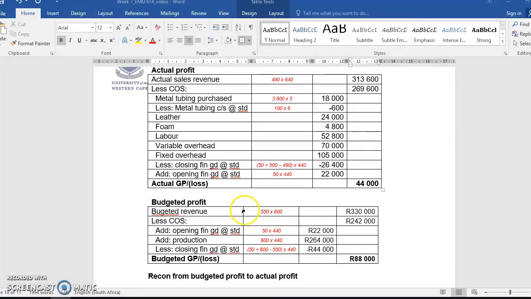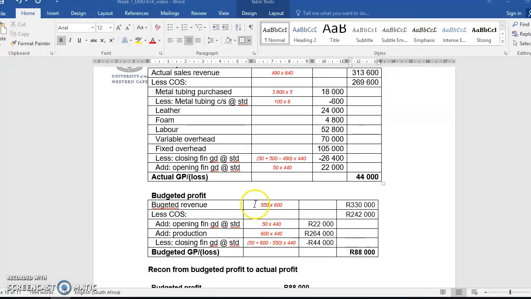There's no other cost, so gross profit essentially equals actual profit. Right, and then lastly, budgeted profit. The only difference is here, everything will be at budget. We budgeted 550 units at 600 Rand per unit, so 550 times 600 is 330,000. Opening stock will again be at standard. So this 22,000 and that 22,000 is the same because IFRS says we must use the standard.